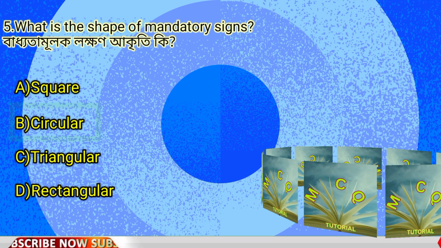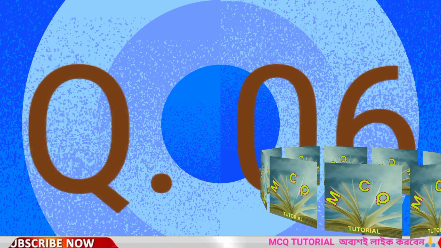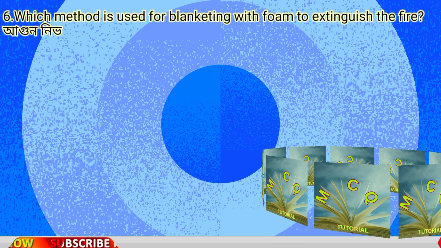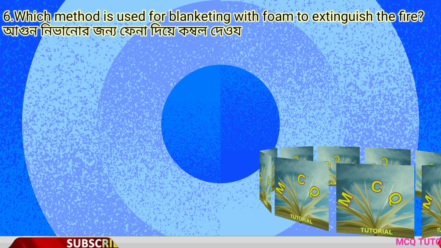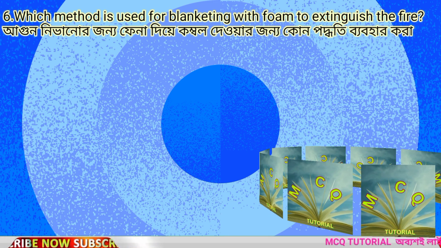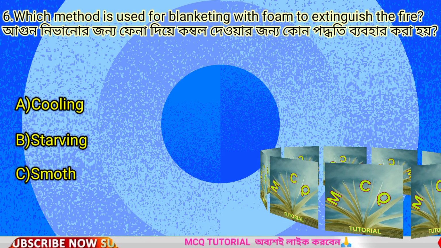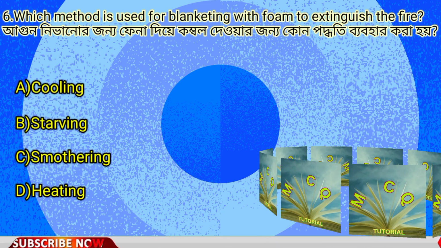The answer will be option B, circular. Which method is used for blanketing with foam to extinguish the fire? Option A, cooling. Option B, starving. Option C, smothering. Option D, heating.